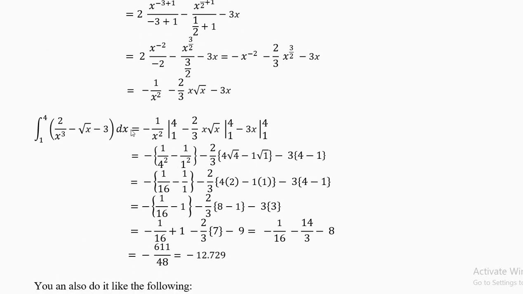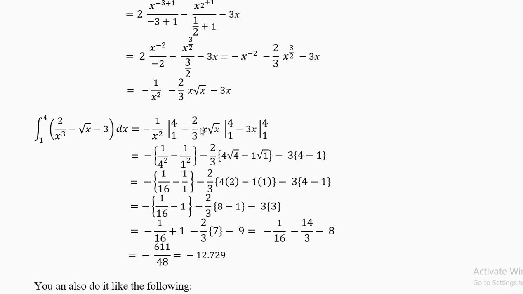Now put the numbers. Minus 1 over x square from 1 to 4. Keep the minus outside. Inside the bracket you have 1 over 4 square minus 1 over 1 square, you'll get 1 over 16 minus 1. Open the bracket, you'll get minus 1 by 16 plus 1. Minus into minus is plus. Do not make a mistake. This is plus 1 here.